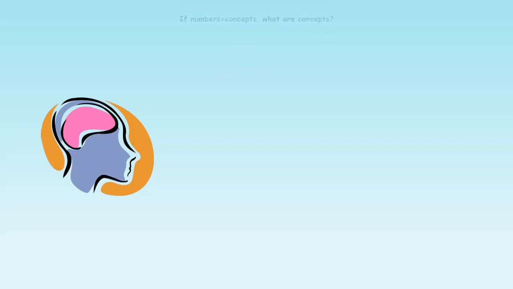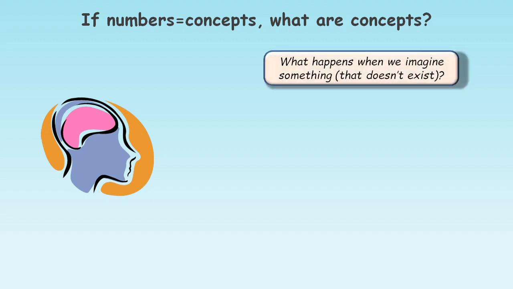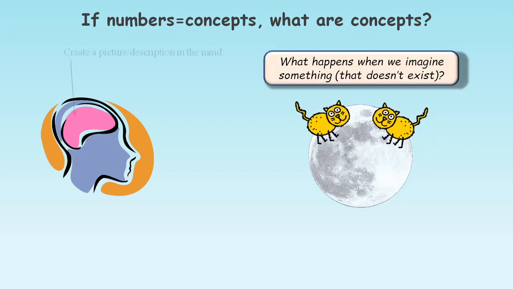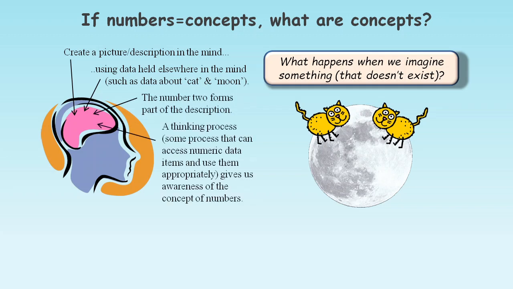Some people confidently think that they've resolved the issue by saying that numbers are just concepts. But what exactly are concepts? Say we imagine two cats on the moon, then surely the number 2 is just a data item in the brain that forms part of the description of what we've just imagined.